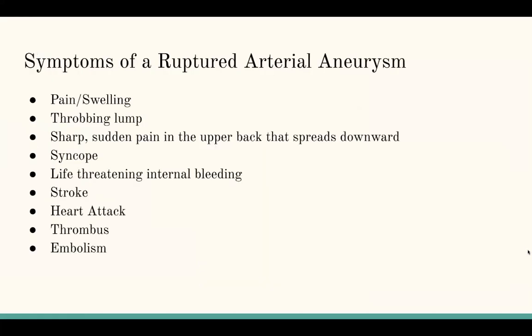Symptoms of a ruptured arterial aneurysm: pain and swelling, throbbing lump, sharp sudden pain in the upper back that spreads downward, syncope, life-threatening internal bleeding, stroke, heart attack, thrombus, and embolism.